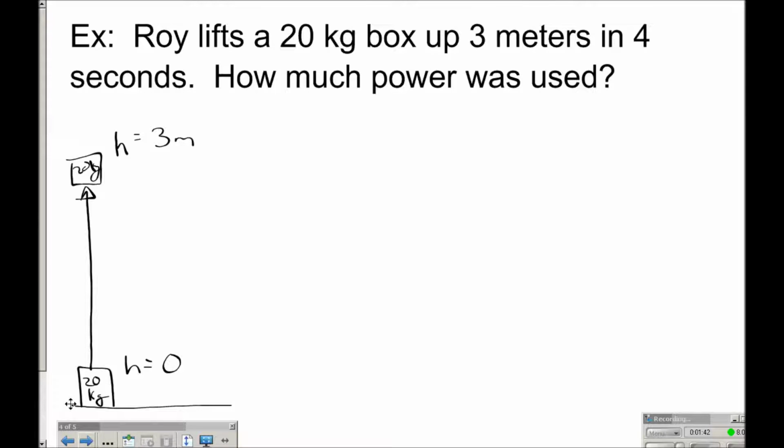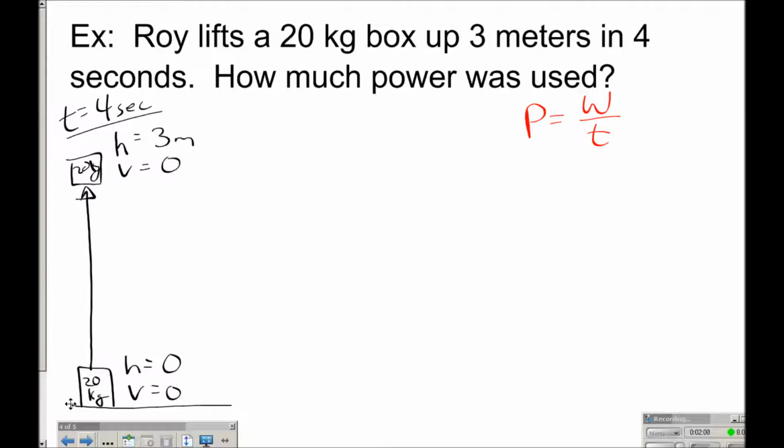And then, as usual, when we're lifting an object, we can assume that the velocity both begins at 0 and ends at 0. Okay? And the other thing we know is that this entire process takes 4 seconds. That's how long it took for Roy to lift it. Okay? Now, in order to calculate power, we need to know how much work Roy did and divide it by the time it took him. Clearly, the time is 4 seconds, but we got to find the work that was done.